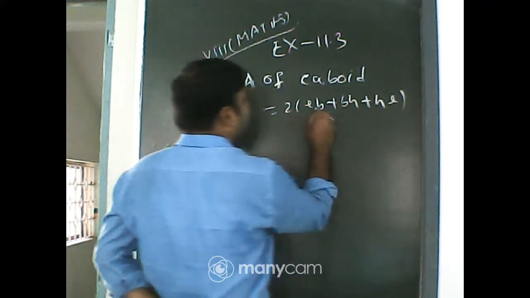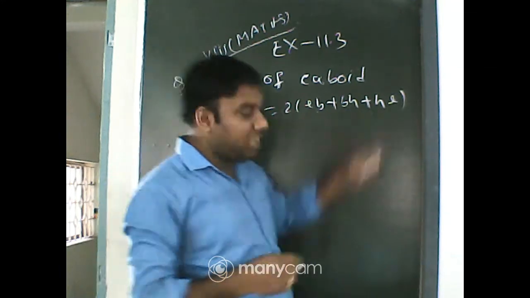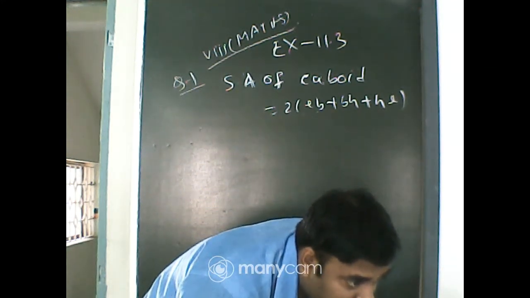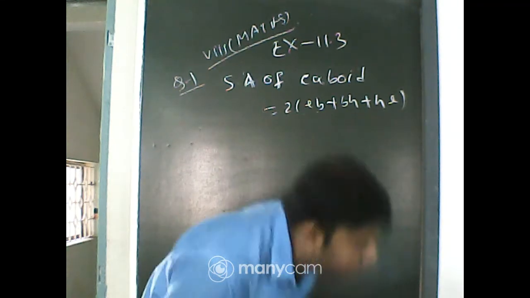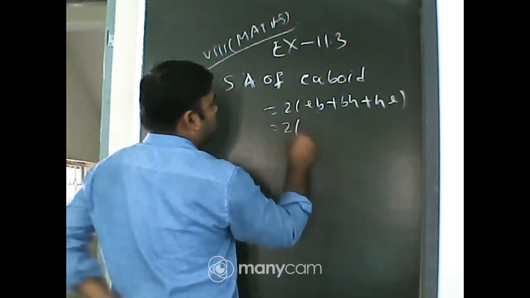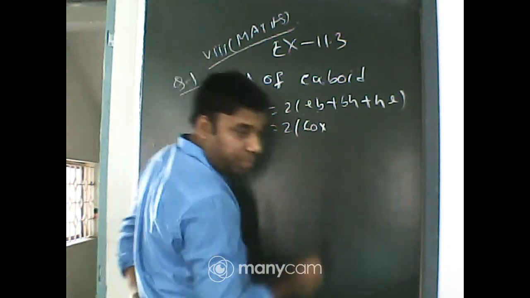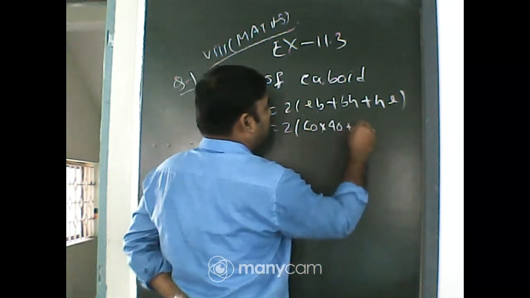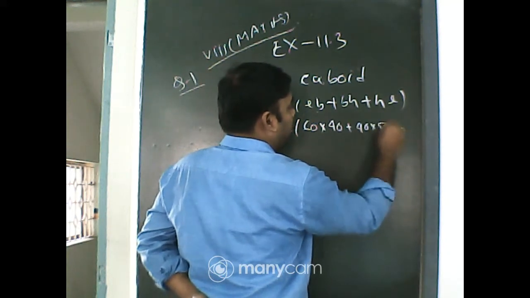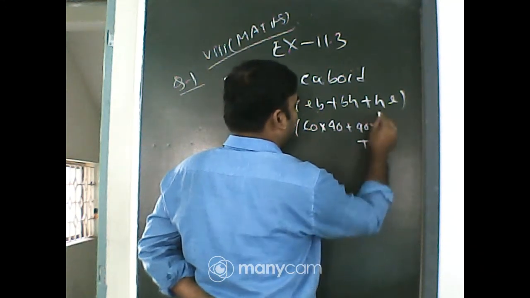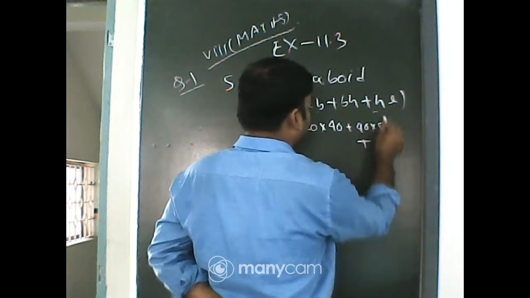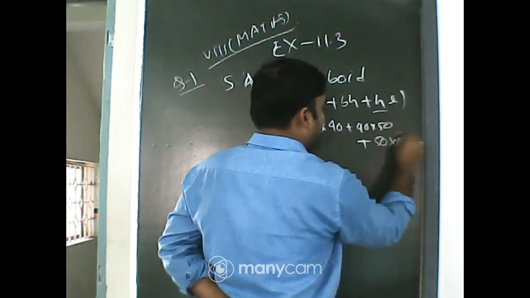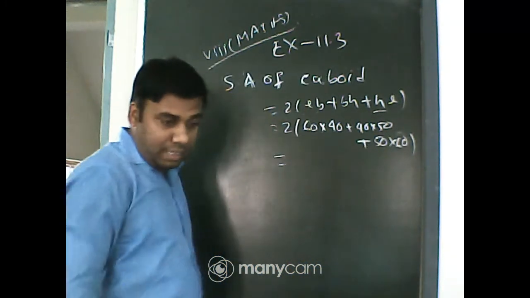It means length into breadth, breadth into height, and height into length. And what are the dimensions? The dimensions are L 60, B 40 and H 50. So 2 into (60 into 40, plus 40 into 50, plus 50 into 60). Okay, is it clear, students? Is it clear?